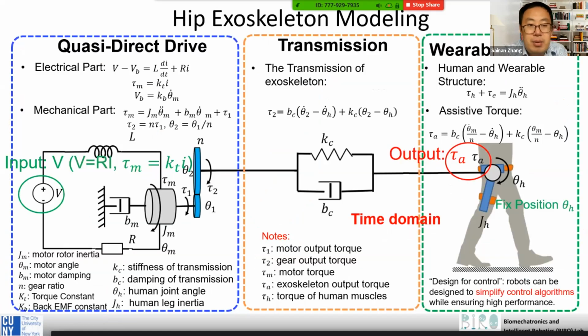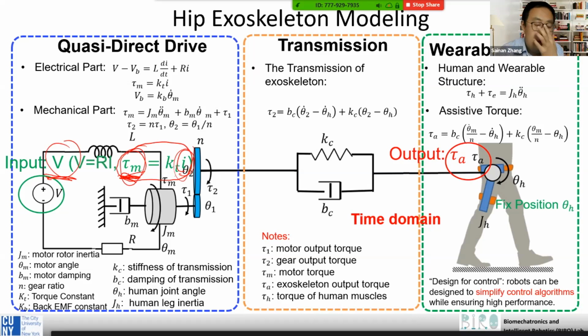If you look at a little bit of detail, the input looks like a voltage. Ideally, for frequency bandwidth testing, we can give a desired torque. The torque is related to the current, and the current is related to the voltage. So it looks like the voltage is the input, but essentially we are commanding a desired torque. The torque is the actual input.